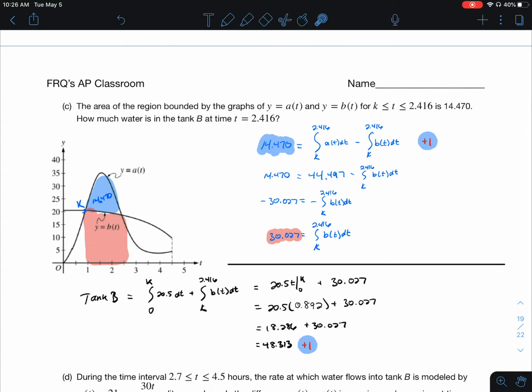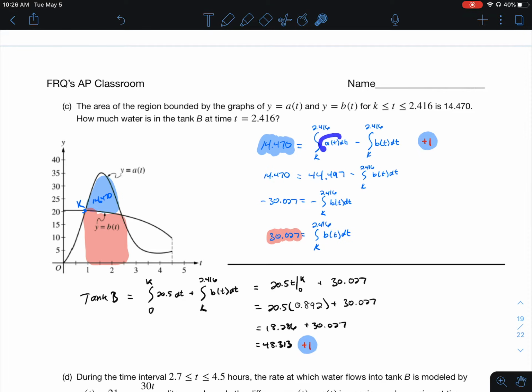That's what we're trying to figure out. So how I started this, and there's different ways you could start this, I wanted to focus on this 14.470. This 14.470 is the area under A minus the area under B. Because you find the area under A, that's this entire area. But we don't want this part, so we're going to subtract it away to get the blue area.